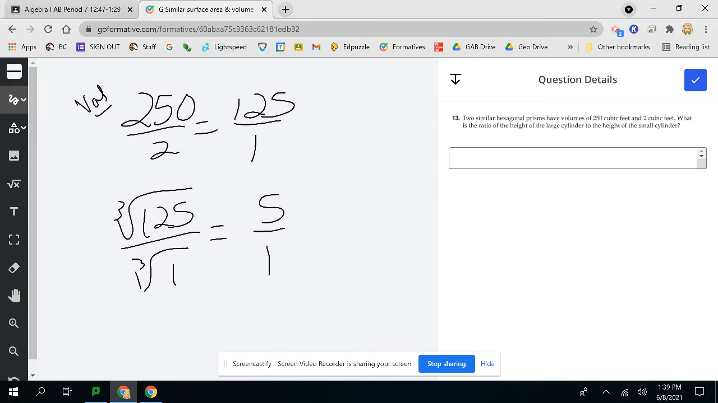And again, for the sides, I take the cube root of the volumes. So the cube root of 125 over the cube root of 1 is 5 over 1. Or on your calculator, you could have done the cube root of 250 over 2, and your calculator would tell you that that's 5 to 1. So if I have volume to get sides, I take the cube root.